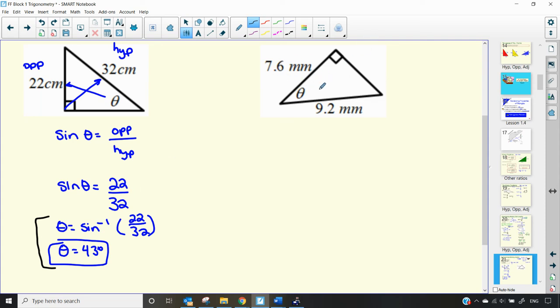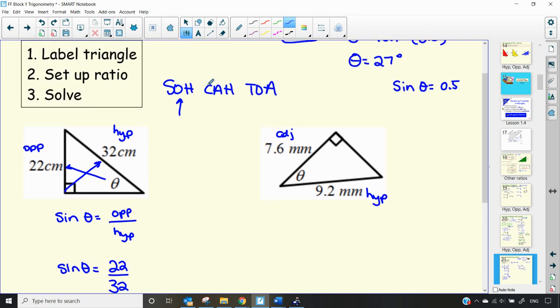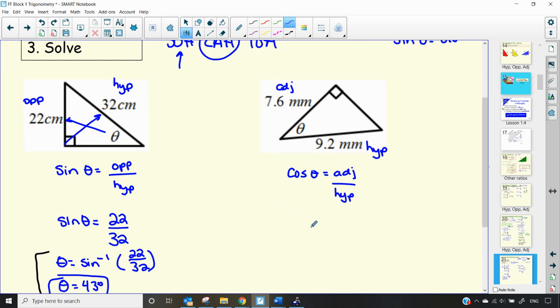Now, for the next one here, if I want to label my triangle, I've got my theta. This side here is adjacent, and this side here is hypotenuse. So the ratio that uses adjacent and hypotenuse is cosine. So cosine of the angle is adjacent over hypotenuse. So I'm filling in everything because these are notes. But again, I would be okay with you going straight to those last two steps.